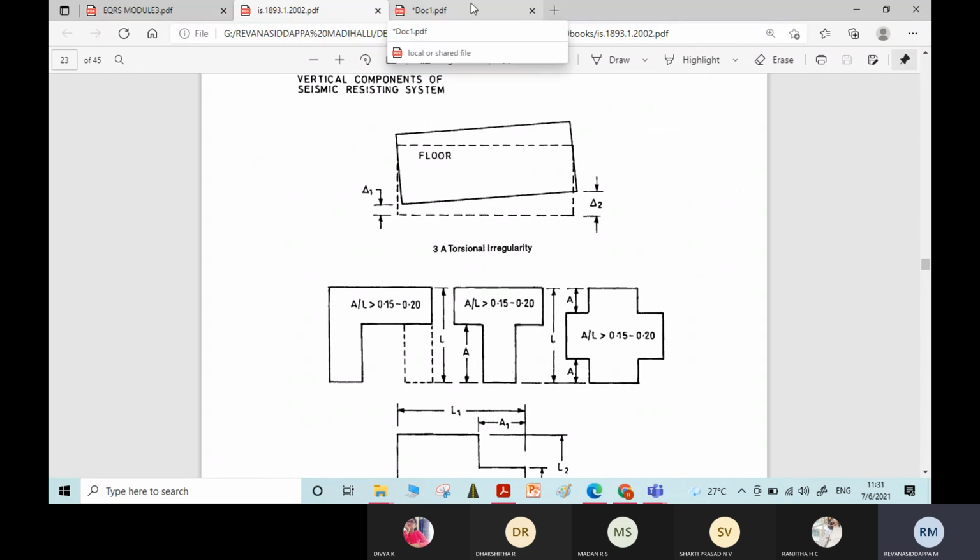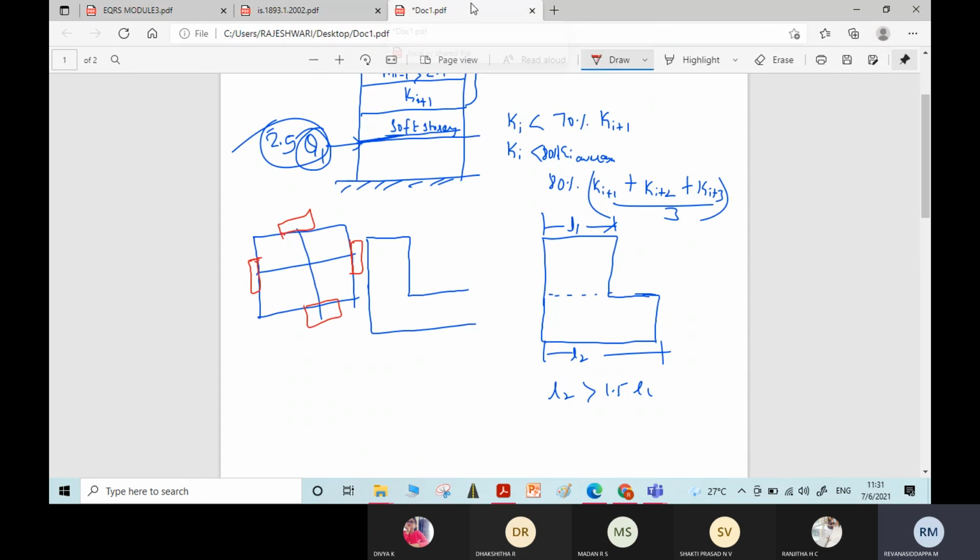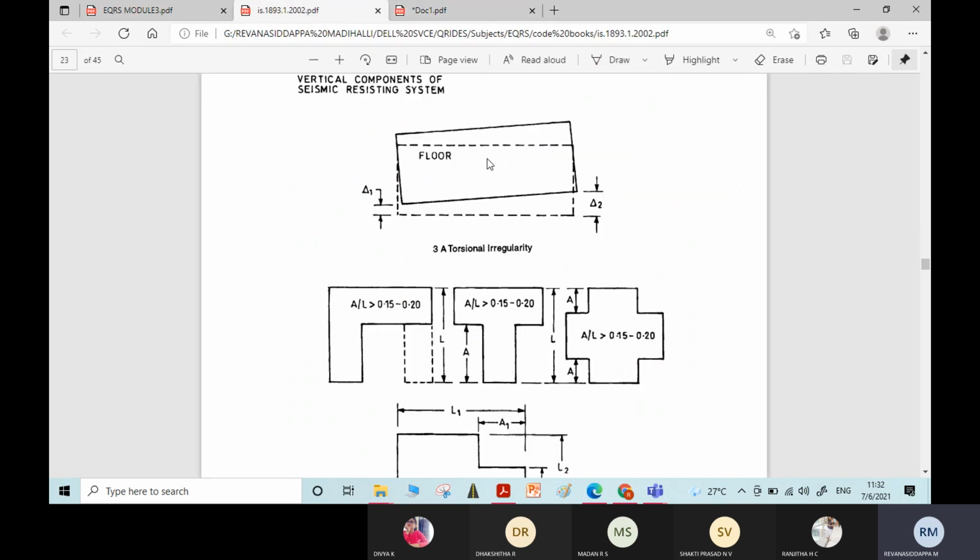If you calculate the average of both the deflections at both the corners, that is delta 1 plus delta 2 divided by 2, you will get some value delta 3. If the average of both the deflections caused at both the corners is greater than 1.2 times the deflection at one particular corner, delta 1, then it is assumed to have torsional irregularity.